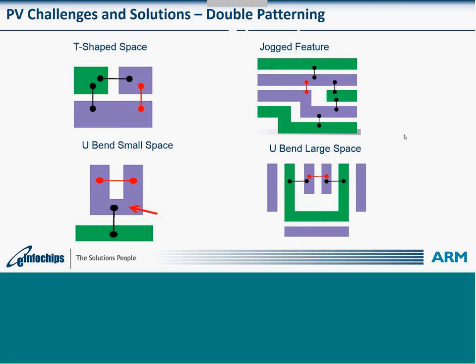So this creates a very big impact on the router, that it cannot blindly use any U-shaped route or any other route. It has to be double patterning aware routing.